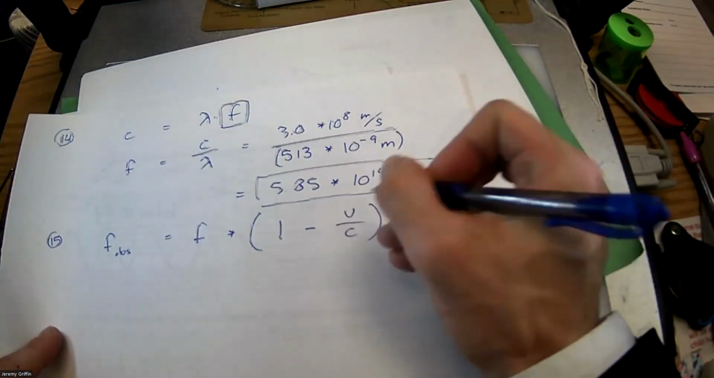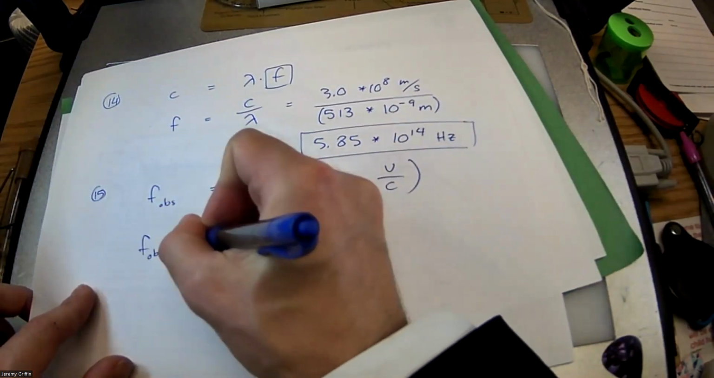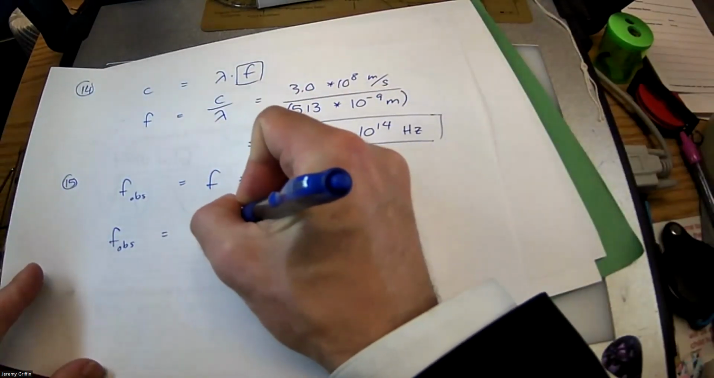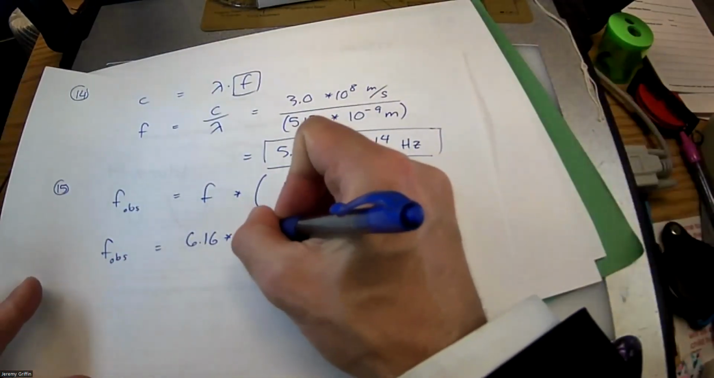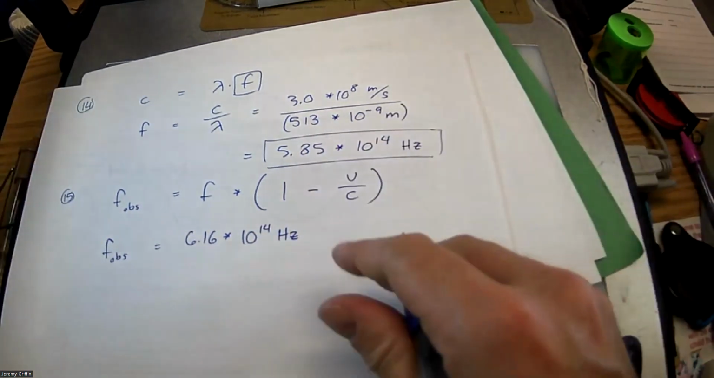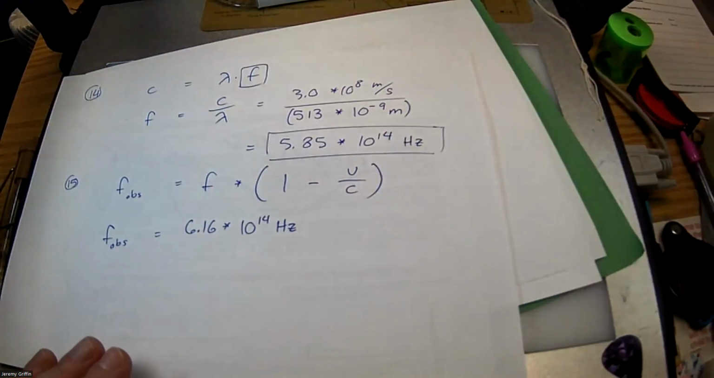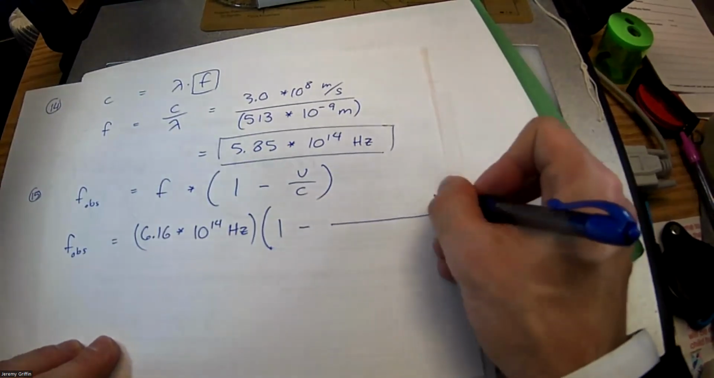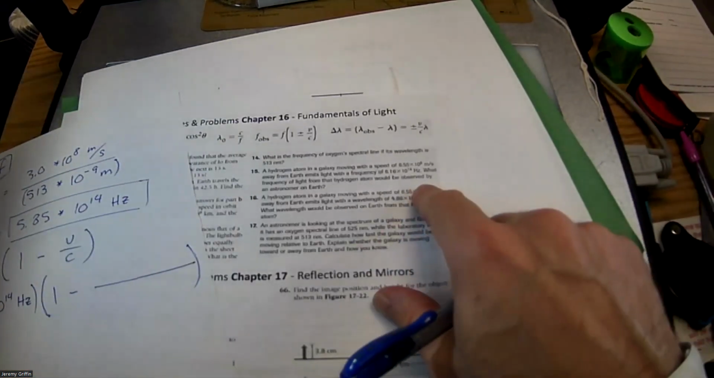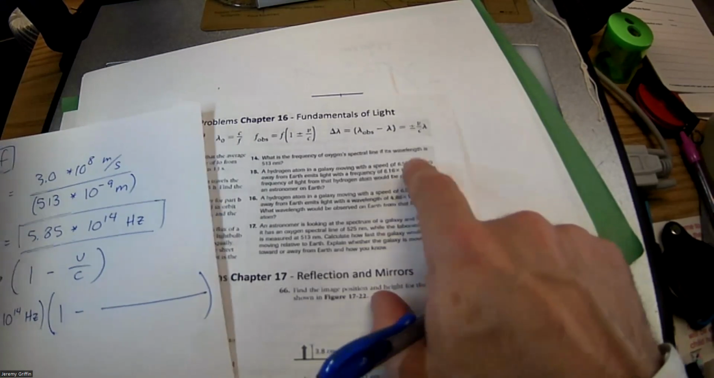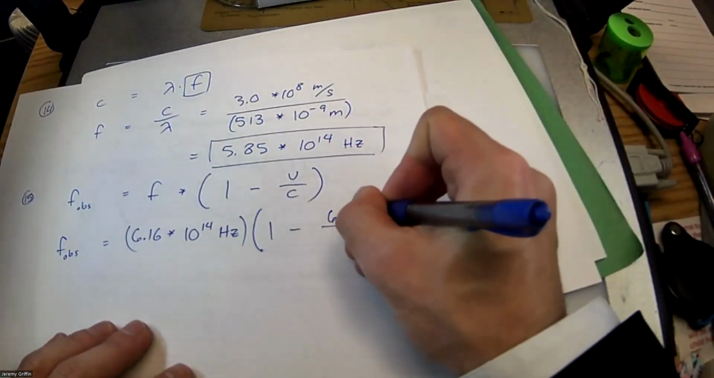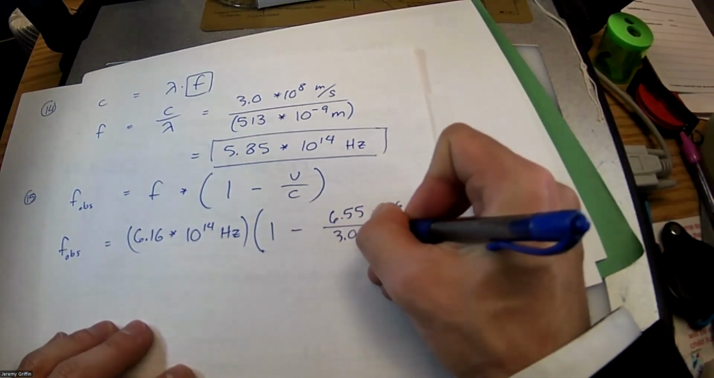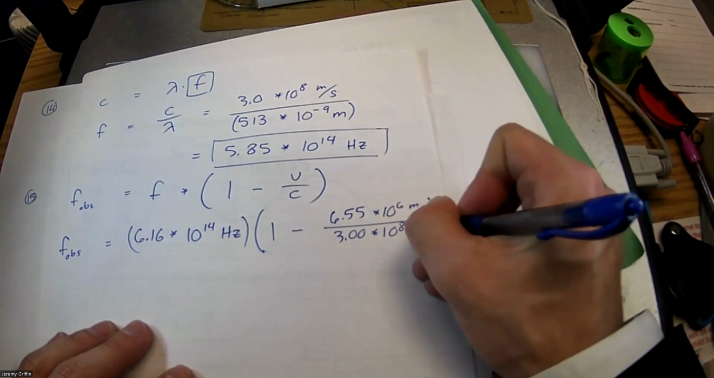Let's plug in the numbers. The source frequency was 6.16 times 10 to the 14 hertz. That'll give a wavelength within the visible part of the spectrum. And it's multiplied by 1 minus a fraction here. They said 6.55 times 10 to the 6 meters per second, compared to the speed of light, which is 3.00 times 10 to the 8 meters per second.